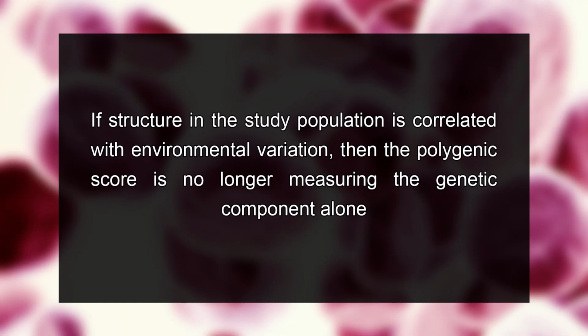If structure in the study population is correlated with environmental variation, then the polygenic score is no longer measuring the genetic component alone. Several methods can at least partially control for this confounding effect. The genomic control method was introduced in 1999 and is a relatively non-parametric method for controlling the inflation of test statistics.